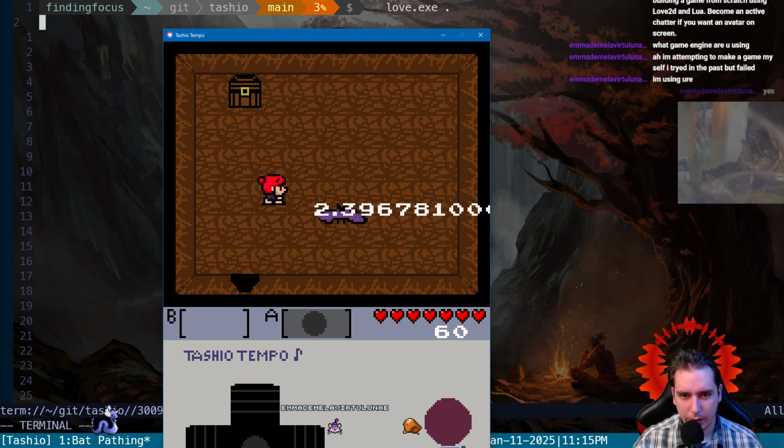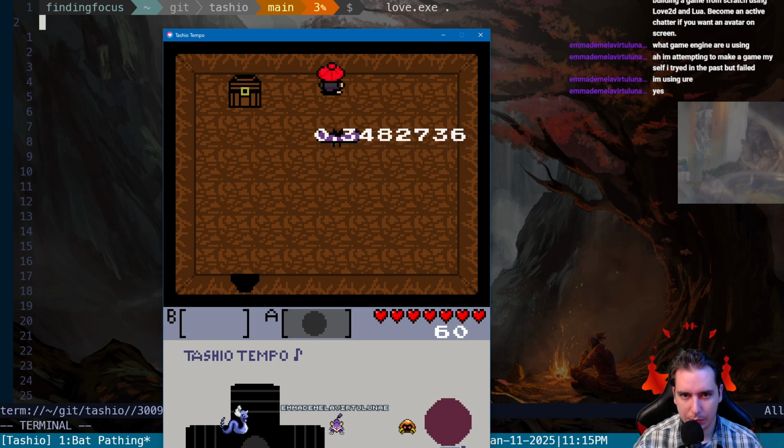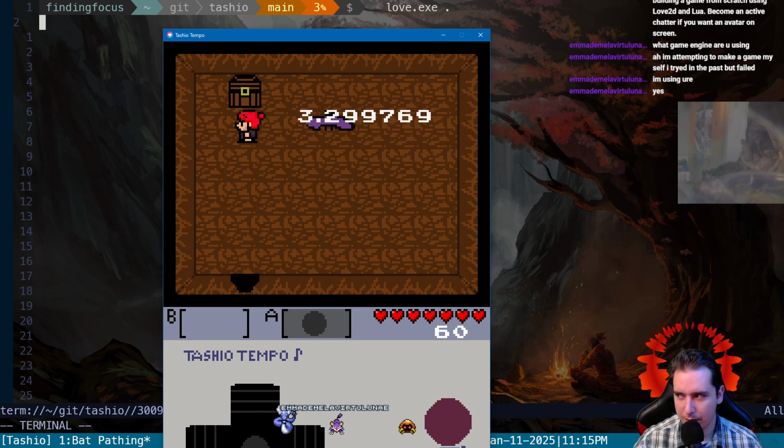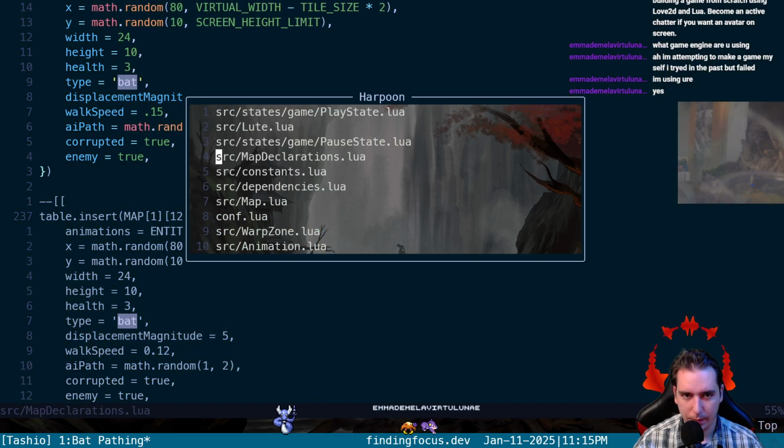Yeah, I think we want... See, I like the wiggle. I think the wiggle speed is fine, but I think we do need from positive to negative. But I do like the speed. I think the speed is fine.